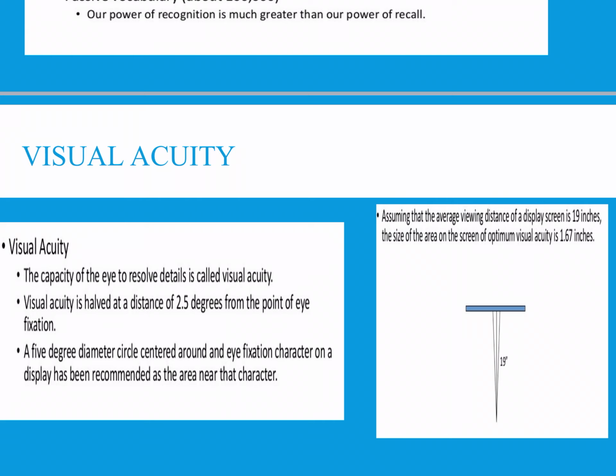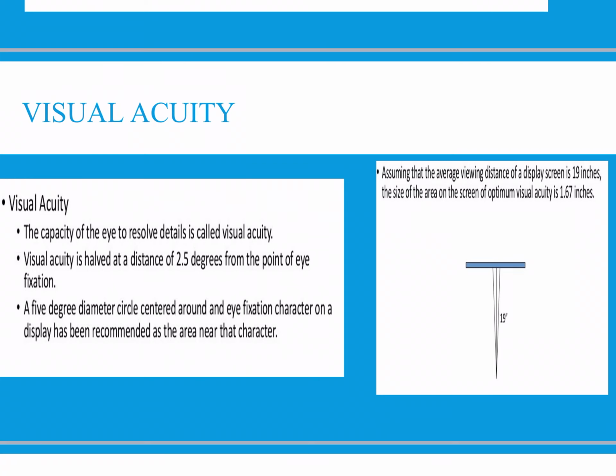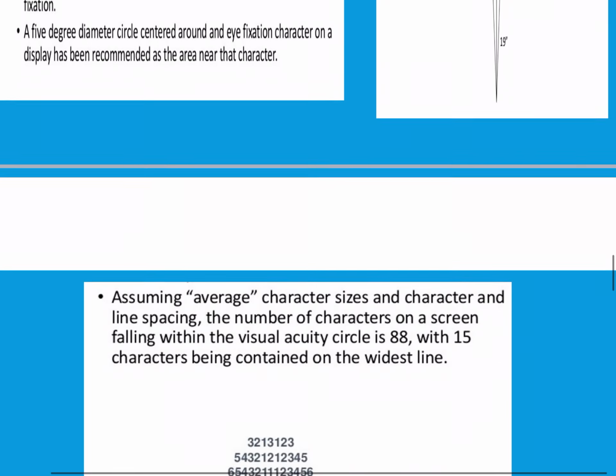Visual acuity is halved at a distance of 2.5 degrees from the point of eye fixation. So a 5 degree diameter circle centered around the eye fixation character on a display has been recommended as the near area that the character can be.